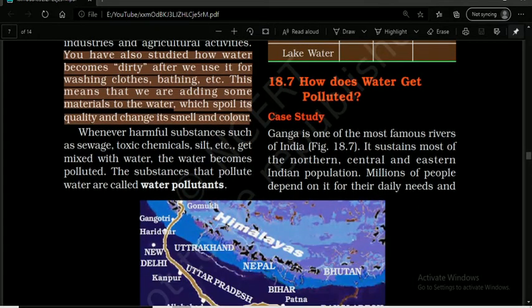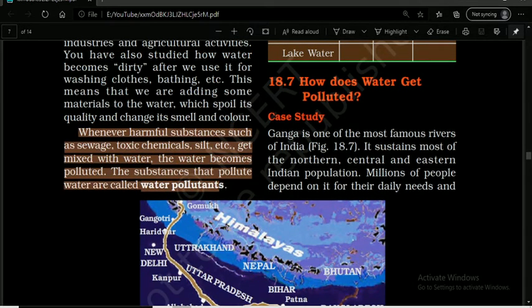So now whenever harmful substances, such as sewage, toxic chemicals, silt, etc., get mixed with water, the water becomes polluted. The substances that pollute water are called water pollutants. So if someone asks you what water pollutants are, the substances that pollute water are called pollutants. And the same way, the components which pollute air, which we read earlier, are called air pollutants.